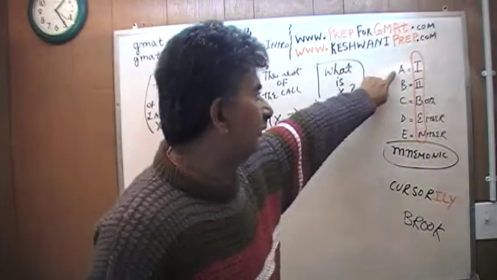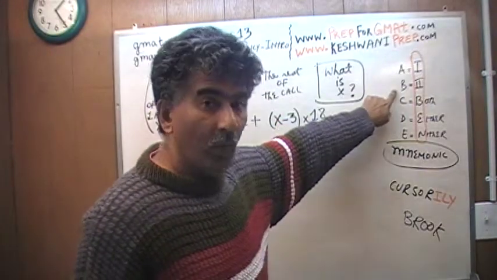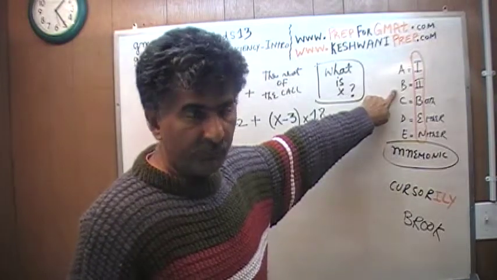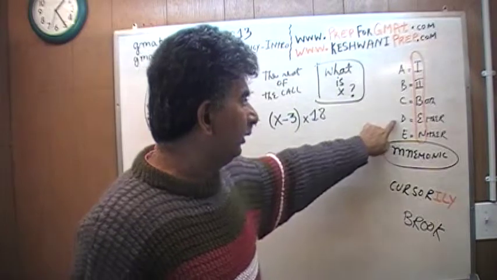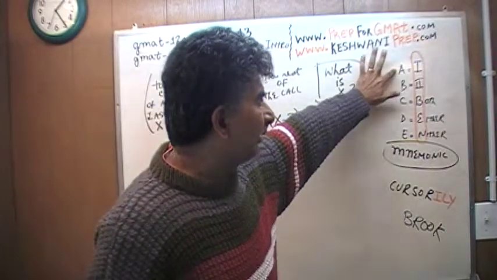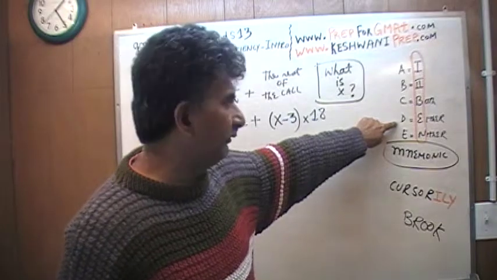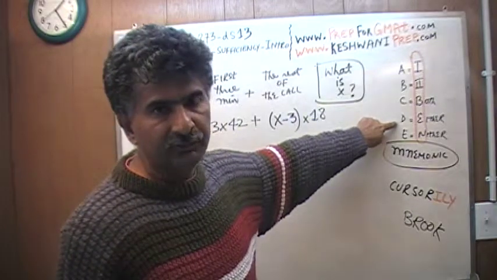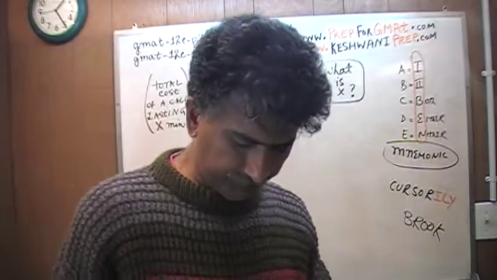Those are your choices. Only one by itself is good enough to answer the question, or only two by itself is good enough to answer the question, or one needs both in order to answer this question. And if one works by itself and two works by itself, then answer choice D would be the correct answer, which tells me that either of these two statements will do the job. And finally, neither. Let's take a look at it.